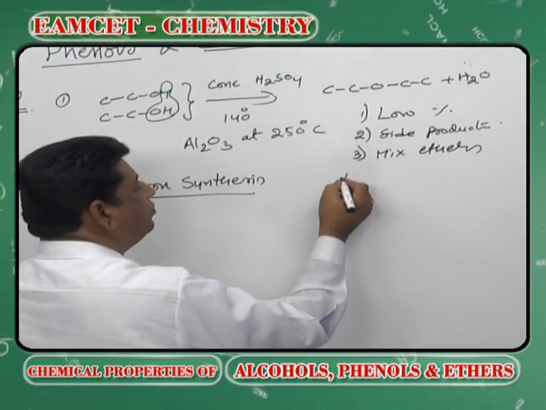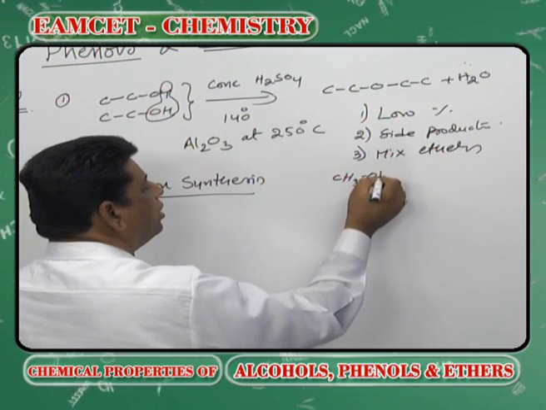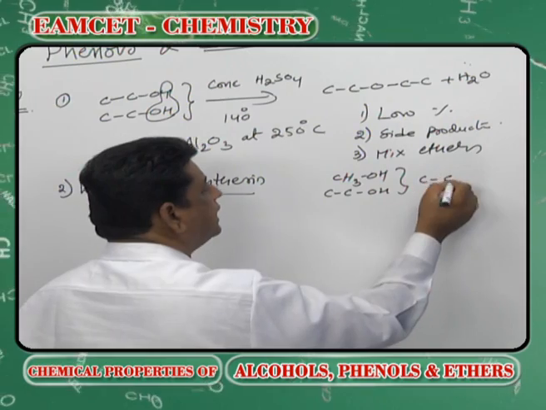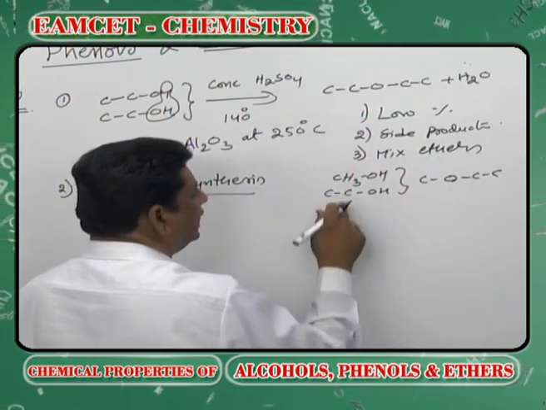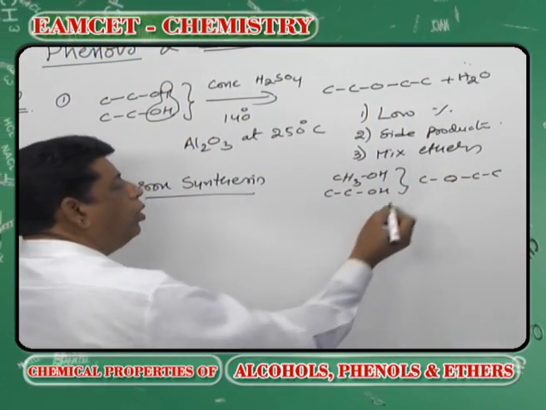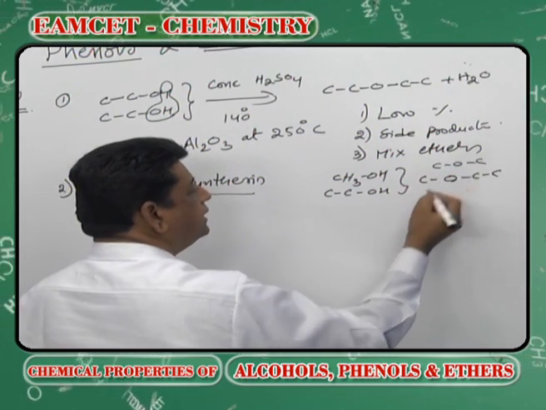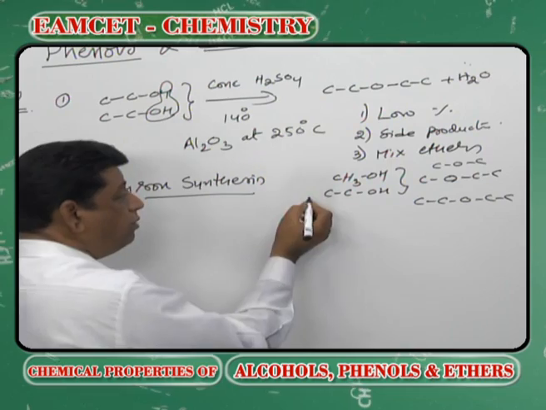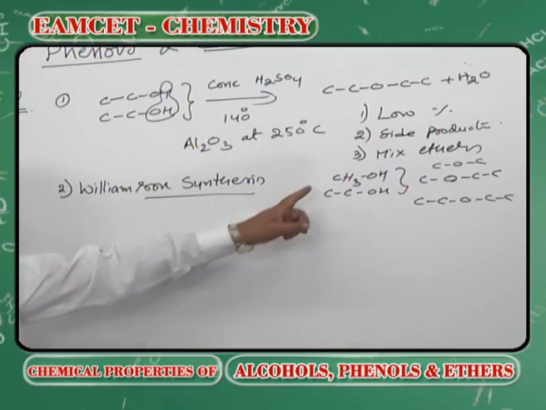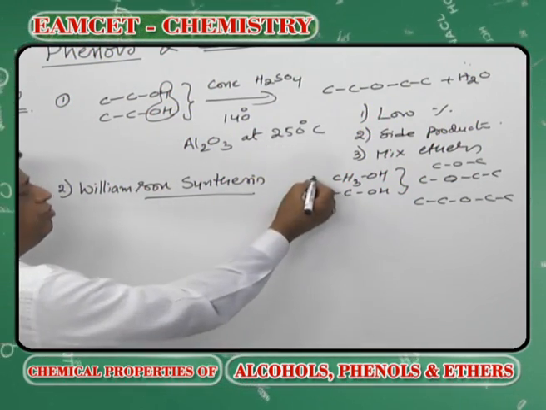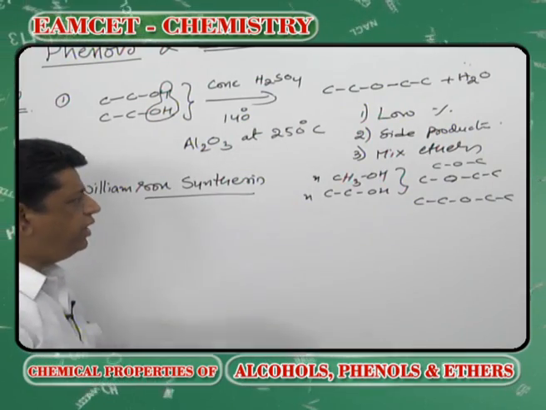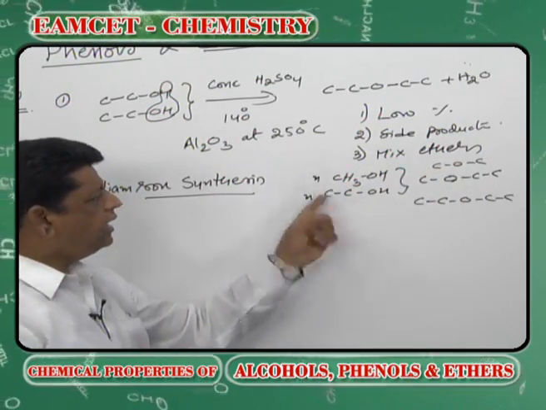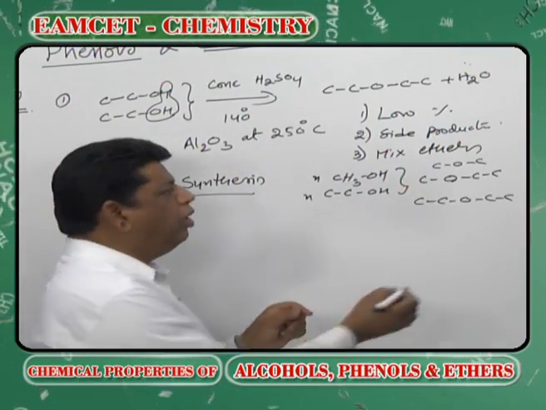For example, if you take methanol and ethanol, we are supposed to get what? Methyl ethyl ether, isn't it? So, methyl and ethyl will join, but you also get dimethyl ether and diethyl ether, because we cannot take one molecule and join it. We have to take a huge number, n molecules of methanol and n molecules of ethanol. Methyl groups also react with each other, ethyl also reacts, therefore all three will come.